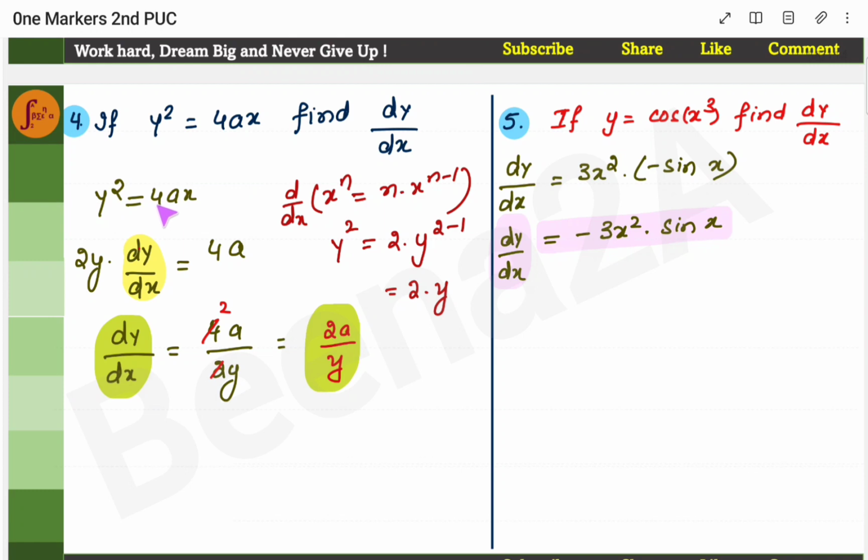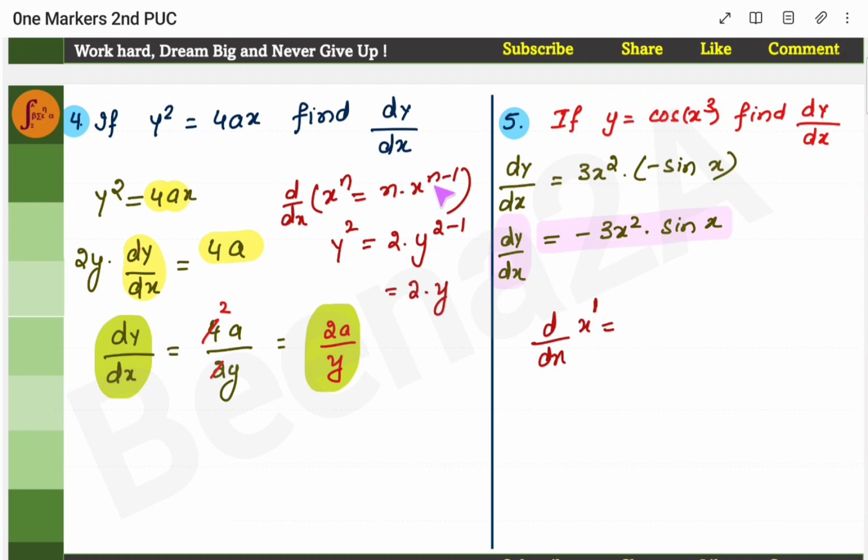And then 4a is a constant. Whenever you find a, b or c, assume that it is a number. So just copy the number as is, 4a. Then what is the derivative of x? The derivative of x is 1, right? How is the derivative of x 1? You assume that the power is 1. If there is nothing written, it means that the power is 1.